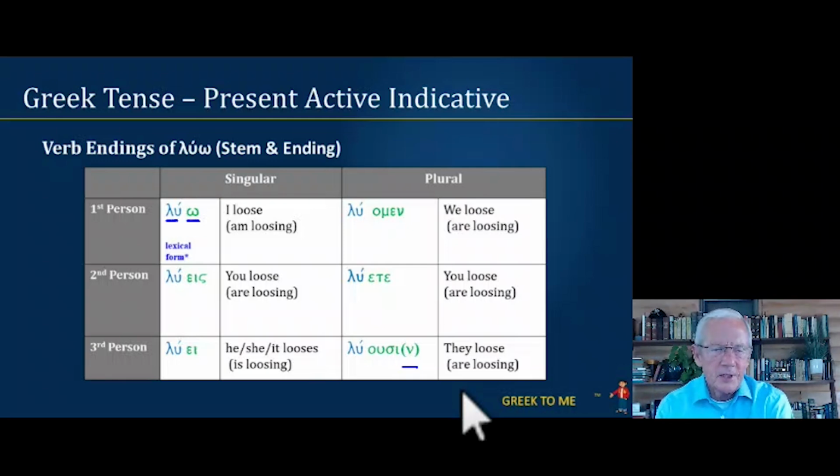So let's pronounce these one more time. Luo, lues, lue. Luamen, lueta, luusi, or luusin.